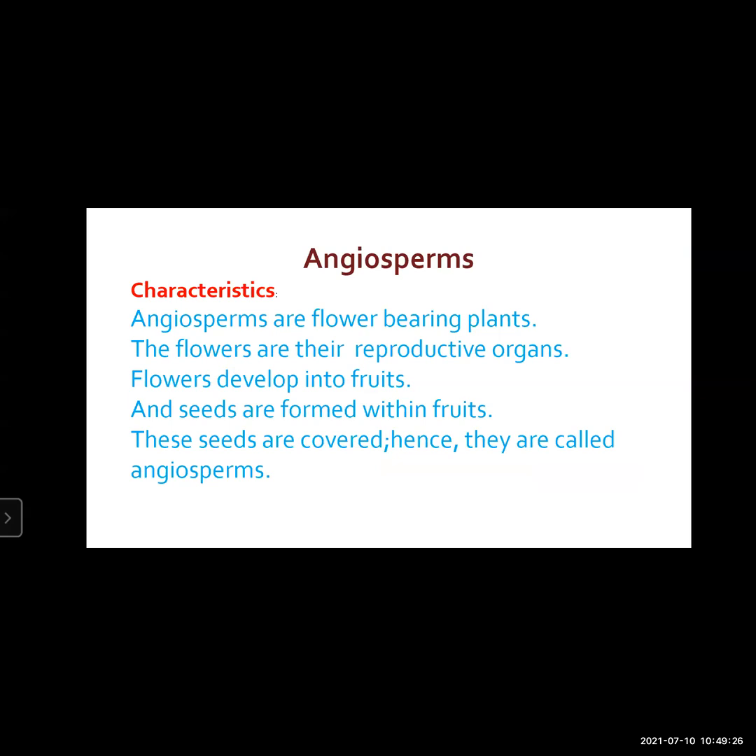So whatever fruits you see around, all those fruit plants belong to the division angiosperms, right? They are flower-bearing plants, and the flowers are their reproductive organs, and the flower develops into fruits, and seeds are also present within the fruits. And as these seeds are covered, hence they are called angiosperms. Angio means closed and sperm means the seeds or the gametes. So if the seeds are enclosed within the fruits, those are called angiosperms.